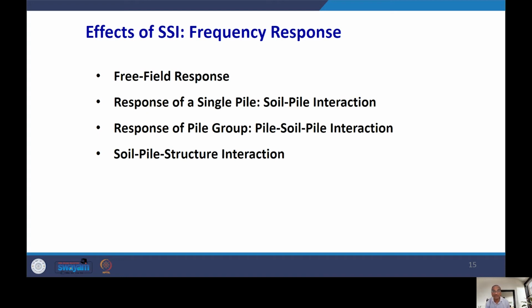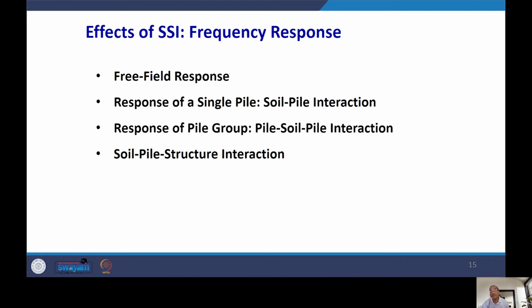Then second, the response of a single pile, which will clarify soil pile interaction, is considered. Then the response of a pile group, which will illustrate pile soil pile interaction, is considered. And finally, soil pile structure interaction is also considered. That means in the last case, the structure is placed on top of the soil pile system. So let's see free field response.